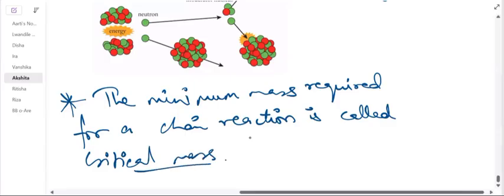Done? Yes, ma'am. Fine. So this is it for the day, Akshita. Okay, let's continue tomorrow. Only one topic is remaining from this chapter, and that will be your nuclear reactor power station. I will explain that power station and we will go for the next chapter. Done? Okay, ma'am. Okay, bye. Bye, ma'am. Thank you.